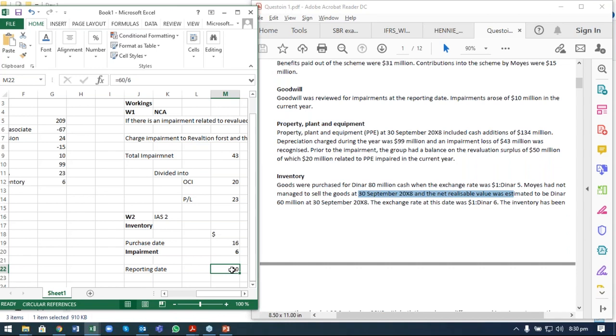So if you're going to reduce the value of the inventory by 6 million, inventory should be credited and impairment loss to profit and loss account should be debited. That should be charged to the profit and loss account to make sure that it was charged to that year's income statement.